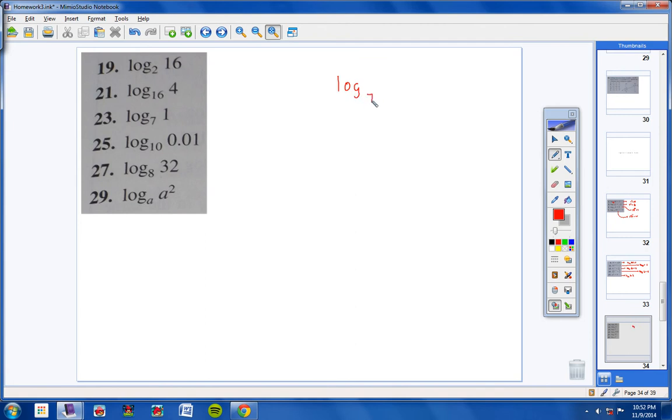Log base 7 of 1 equals x. And let's stop right there, guys. In your notes, I taught you a quick shortcut. Whenever you're taking the logarithm of 1, your answer is automatically 0. So your answer is 0.